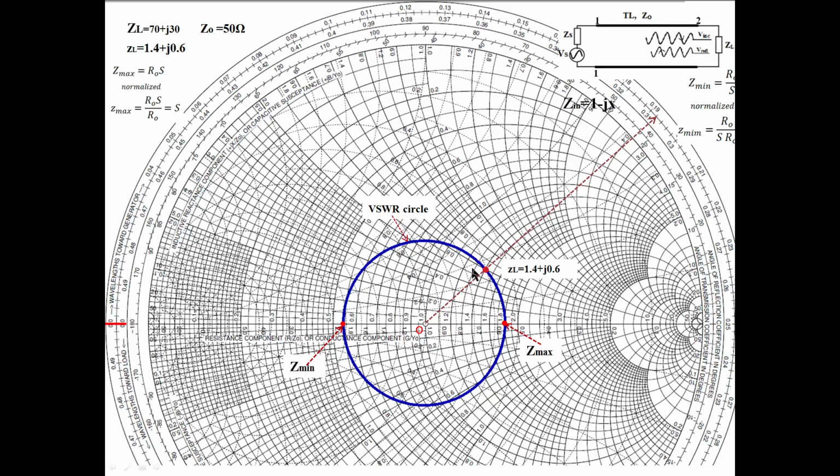Like that, moving over this VSWR circle is nothing but moving along a transmission line. So we can find the impedance at any position over this transmission line using this VSWR circle. We can read the impedance from the Smith chart using the scales available here: resistance, reactance, conductance and susceptance circles.